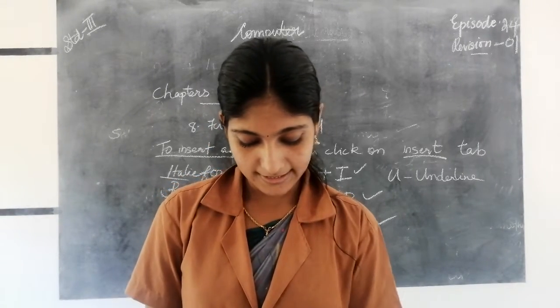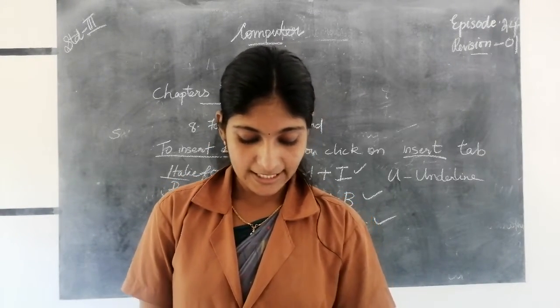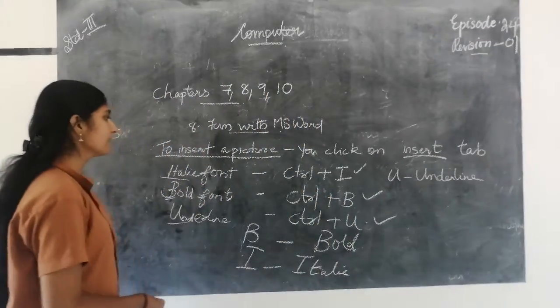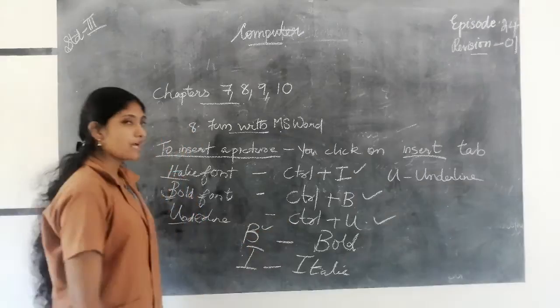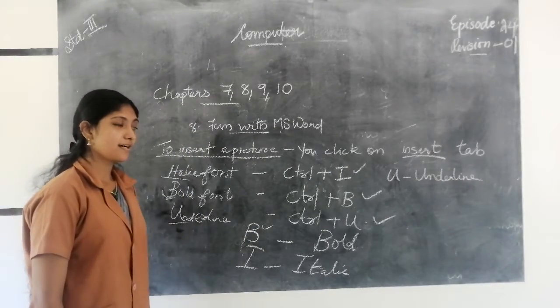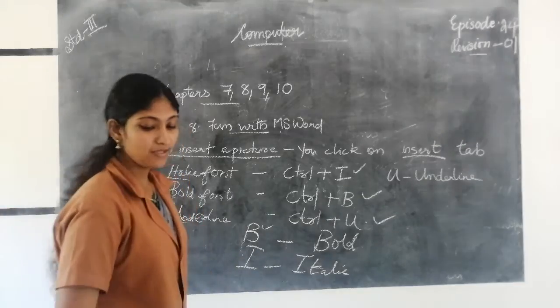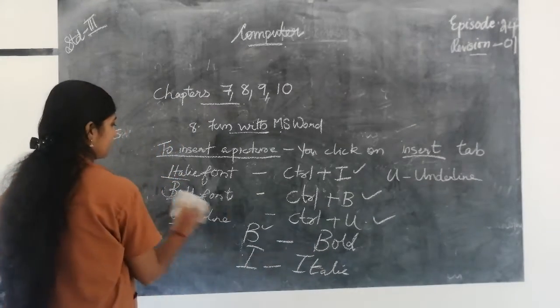Then next, these options are under which tab? These options, bold, italic and underline, are under the Home tab. Which tab? Home tab. So this is the next question.